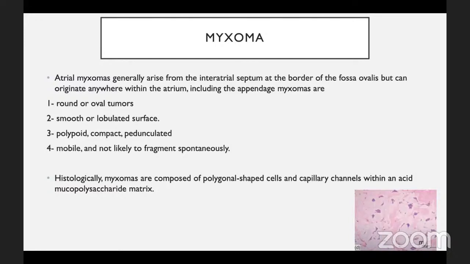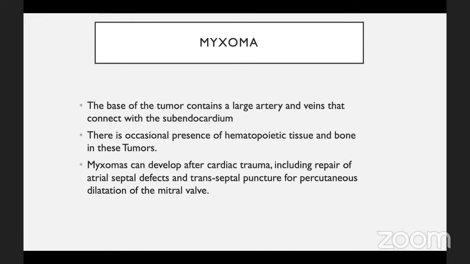Under the microscope, they are composed of polygonal shaped cells and capillary channels within an acid mucopolysaccharide matrix. The base of the tumor contains a large artery with veins that is connected with the subendocardium. There is a presence of hematopoietic tissue and bone. Myxoma can develop after a cardiac trauma, such as ASD repair or transseptal puncture for percutaneous dilatation of the mitral valve.